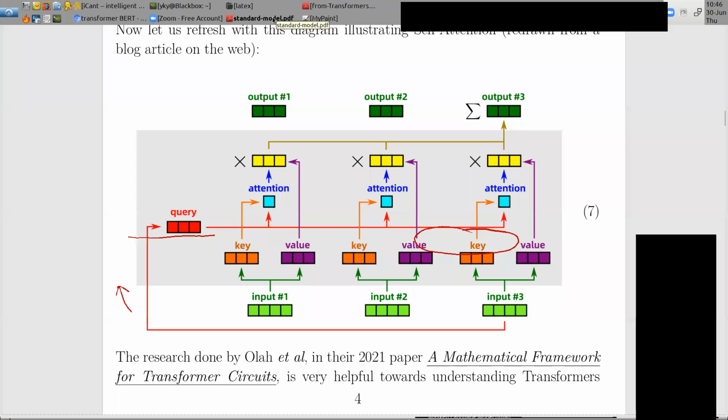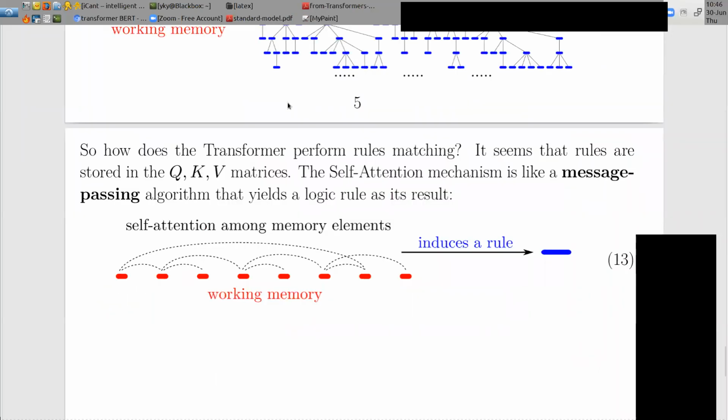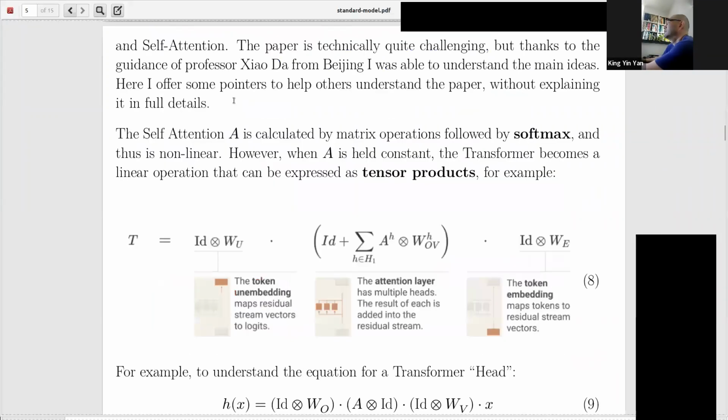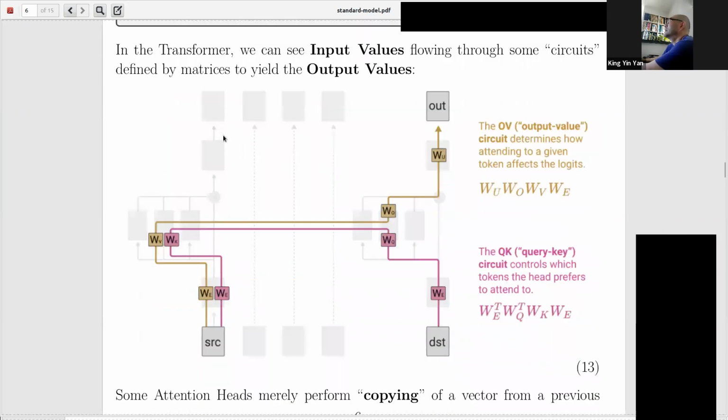Sometimes I need a diagram to explain better, but I'm not sure if I have those diagrams. Okay, this one is from another paper, and this is also self-attention. It's just similar, but they call it transformer circuits. The reason they call this a circuit is that when you have self-attention, it's like selecting some items to give the output.